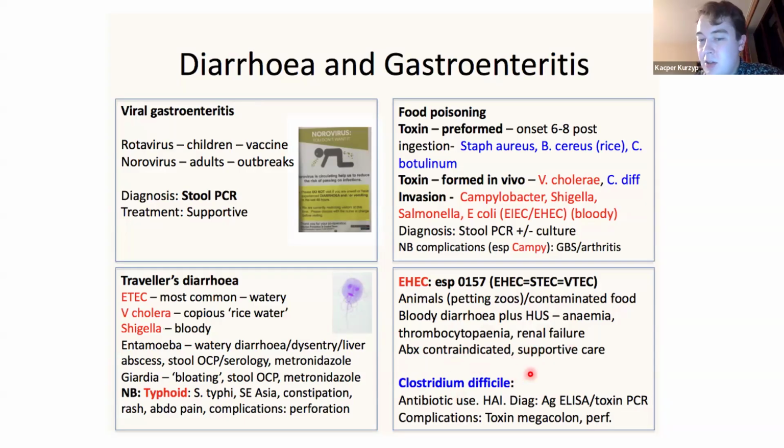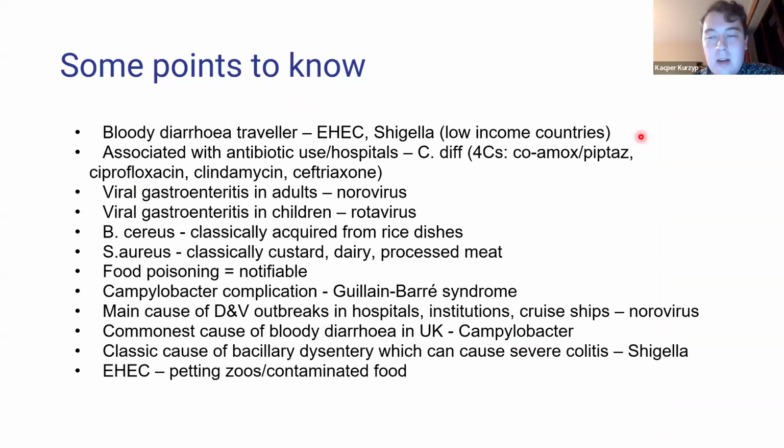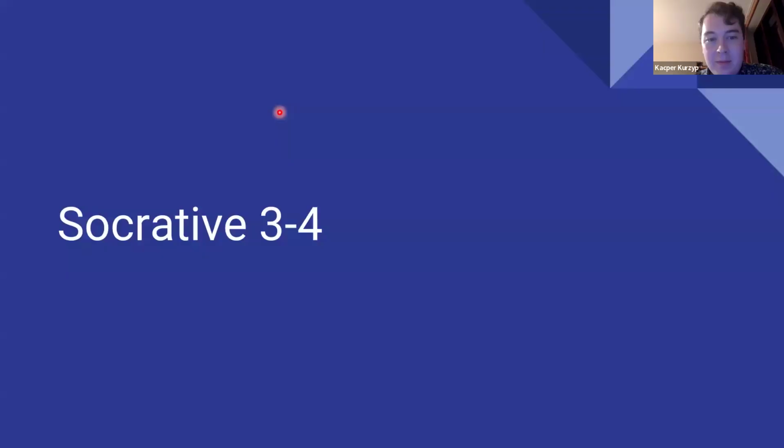And C. diff is from using too many antibiotics. You diagnose with ELISA or toxin PCR. And again, don't throw Coamox or Piptas at everything you see. There is a reason for that. C. diff is one of the big ones. Right. So, we covered a lot of that. I guess for C. diff, you have your 4 antibiotics you want to avoid. You have your Coamox, ciprofloxacin. We love it for so many things, as you can see. Clindamycin and ceftriaxone. Everything else we've pretty much covered earlier, but it will be on the slides.